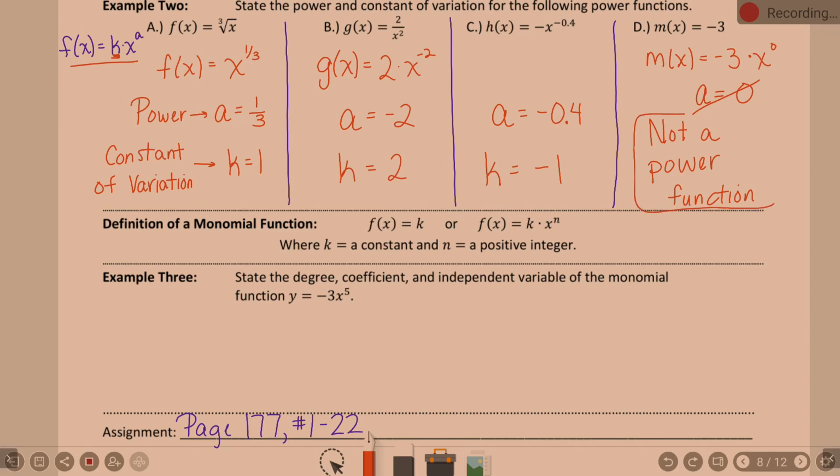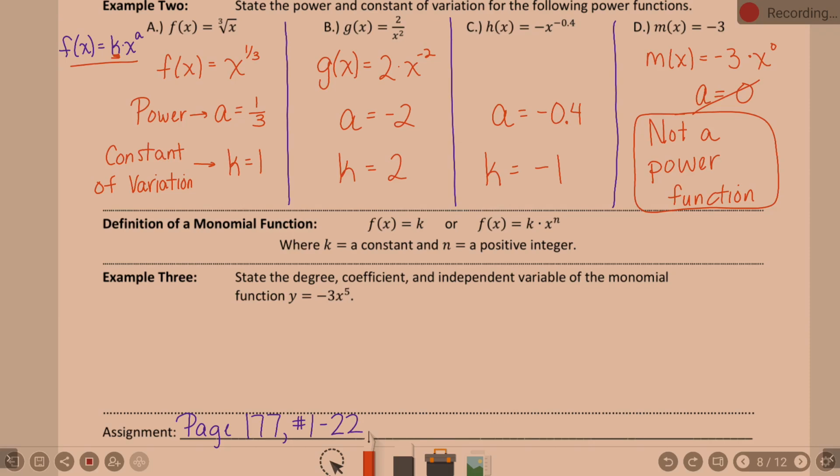Questions there? Okay, that is all about power functions. Keep that definition straight. k times x to the a, k and a are non-zero constants. That's the key. k and a can't be 0. They can be anything else.